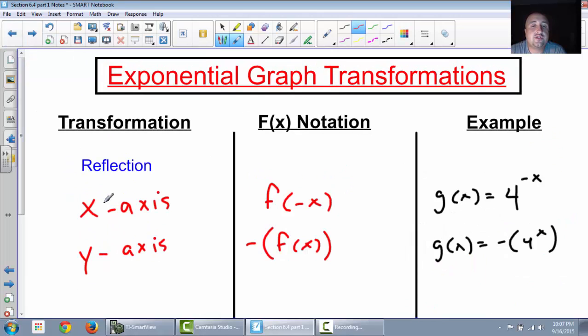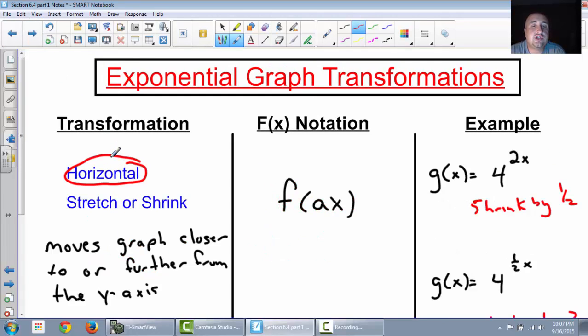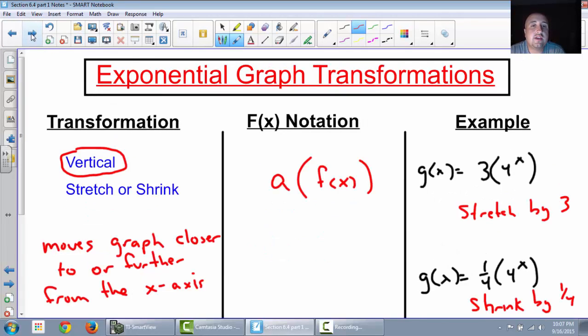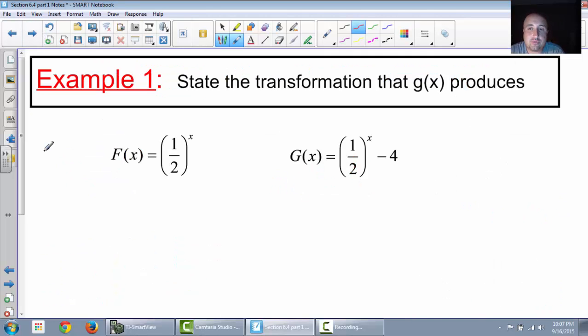We have 2 reflections, x-axis, y-axis. We have a stretch and a shrink horizontally, left and right, and we have a vertical stretch up and down. Okay, so let's look at a few examples. All right, so we have to state the transformation that g of x produces. So our first equation is 1/2 x, and this one is 1/2 x minus 4.